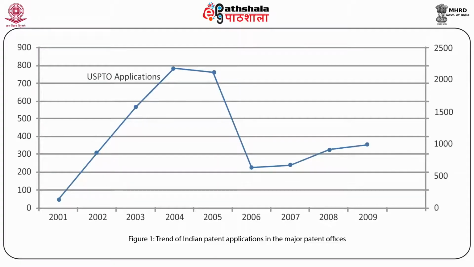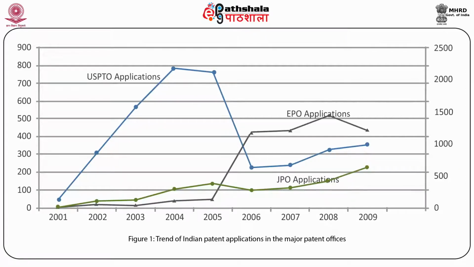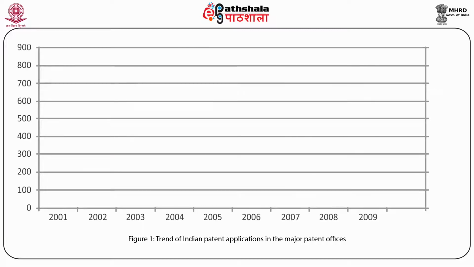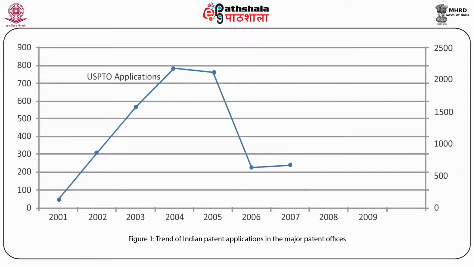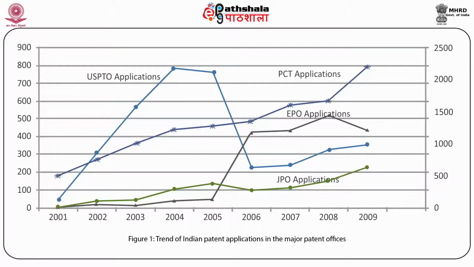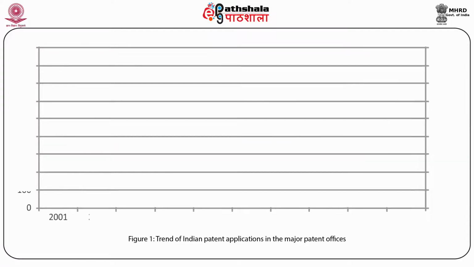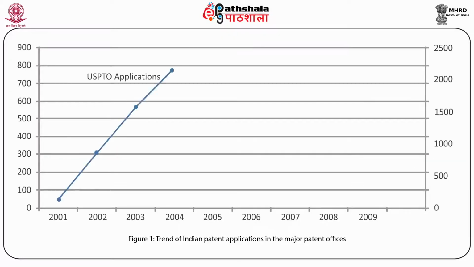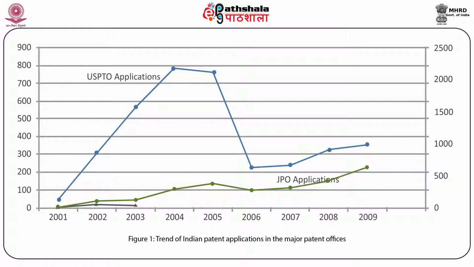Friends, till this time we have talked of patent attributes, and we have discussed patent indicators. Now let us take an example from Indian patenting trends. Figure 1 highlights trends of Indian patent applications in the Patent Cooperation Treaty, US PTO, EPO, and the Japanese Patent Office from 2001 to 2009.